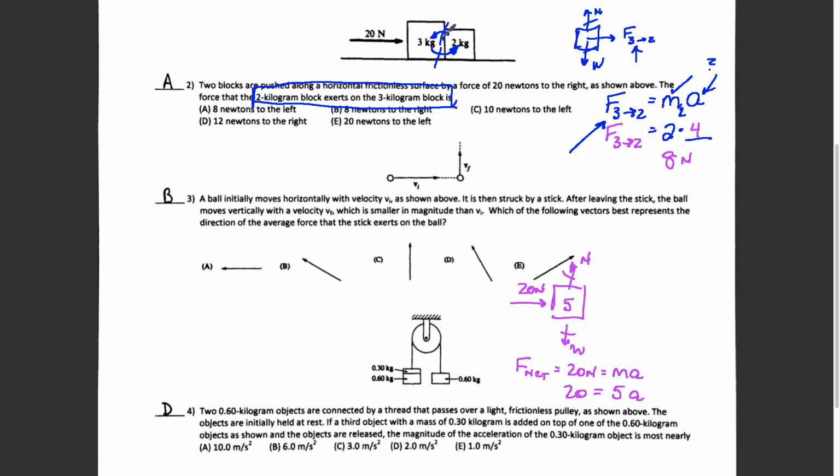Simply because pushing forces are fundamentally electromagnetic forces. These are electrons interacting with each other. They're repelling, so they can only really push away. That's true of all contact forces. So the 2 kilogram block pushes on the 3 kilogram block to the left. And so A is our best answer for question number 2.